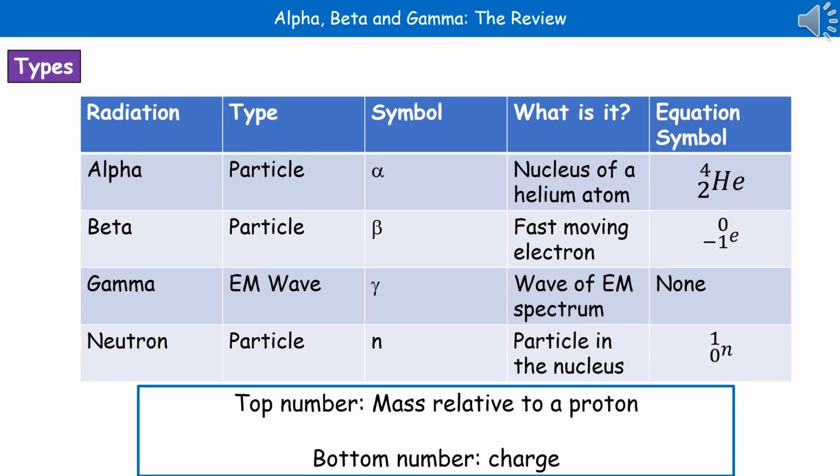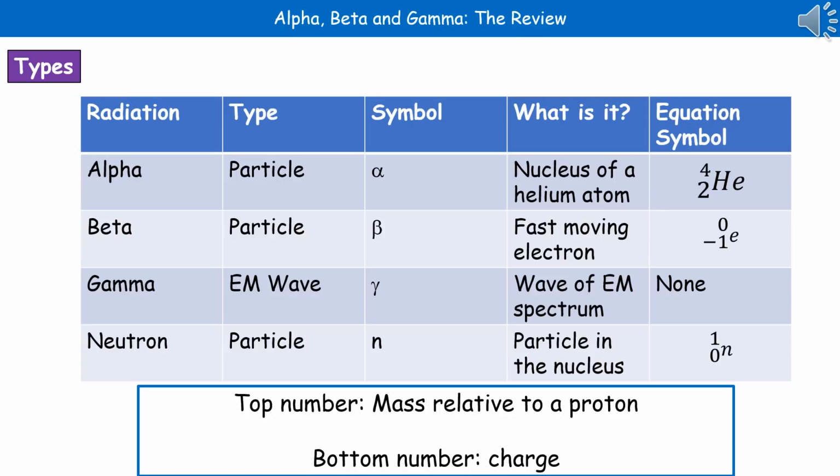You need to know about 4 types of radiation for your exam: alpha, beta, gamma, and neutron. So what we've got with our alpha, first of all, is it's a particle and it has the alpha symbol, as you can see, and it's actually the nucleus of a helium atom. So you can see the equation symbol on the right that you need to know. Beta is still a particle and that's actually a fast moving electron. Make sure you know the equation symbol on the right for your fast moving electron or beta particle.